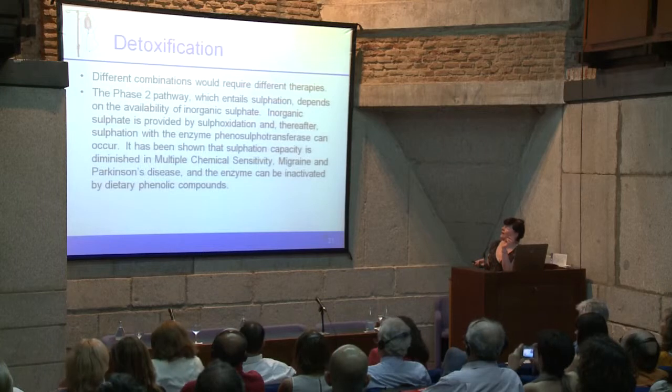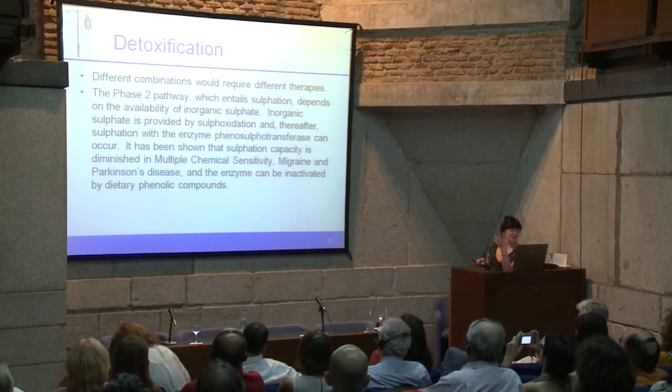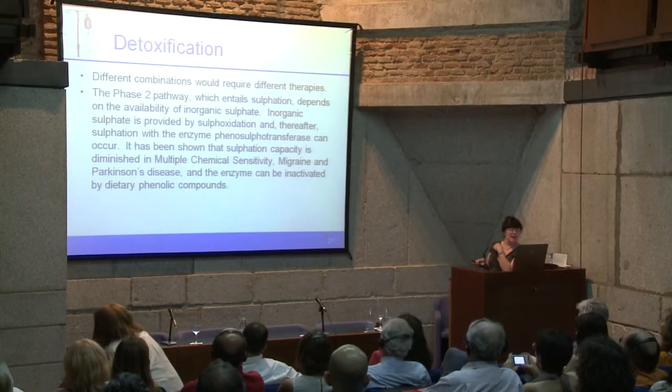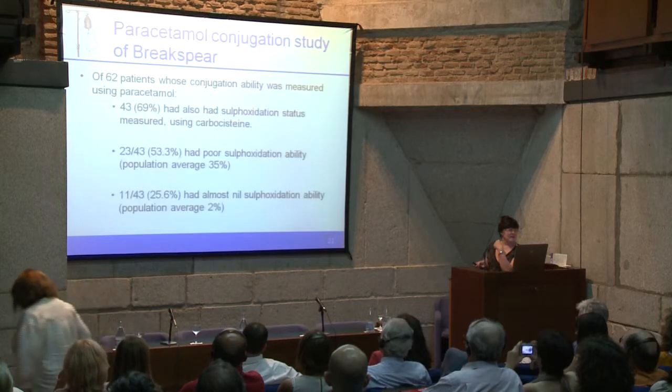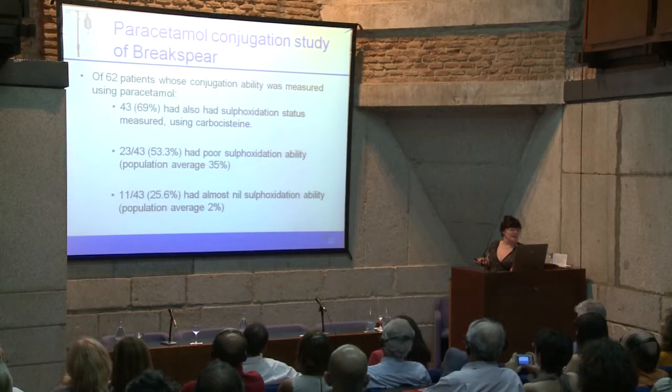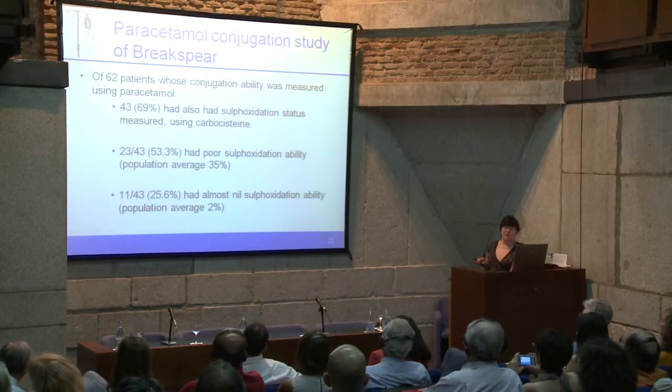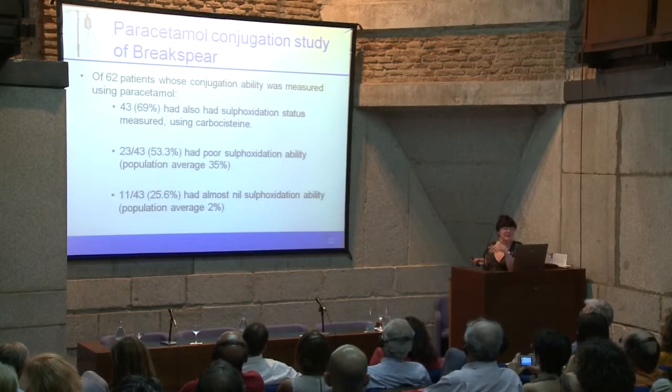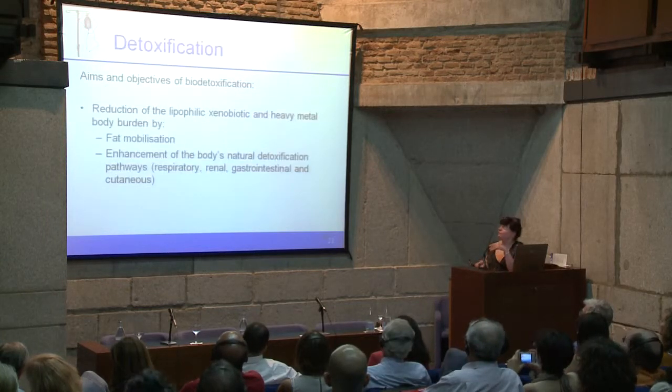Now, so detoxification, different combinations require different therapies. And this is why we needed to know this, because 43% of our patients have poor sulfoxidation, which is a huge percentage, which means that we have to provide them with sulfate. And almost a quarter of them have almost nil sulfoxidation.